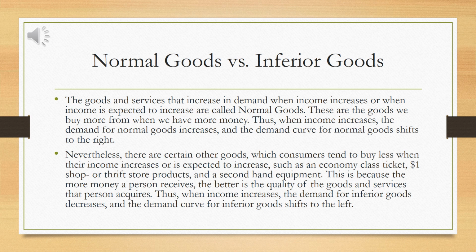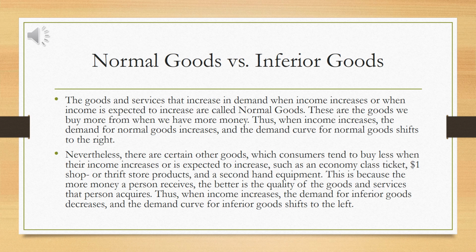Nevertheless, there are certain other goods which consumers tend to buy less when their income increases or is expected to increase, such as an economy class ticket, $1 shop or thrift store products, or second-hand equipment. This is because the more money a person receives, the better is the quality of the goods and service that person acquires. Thus, when income increases, the demand for inferior goods decreases, and the demand curve for inferior goods shifts to the left.